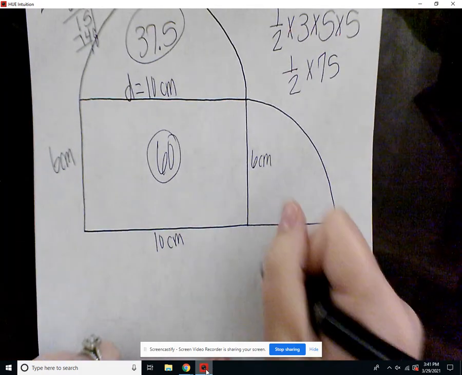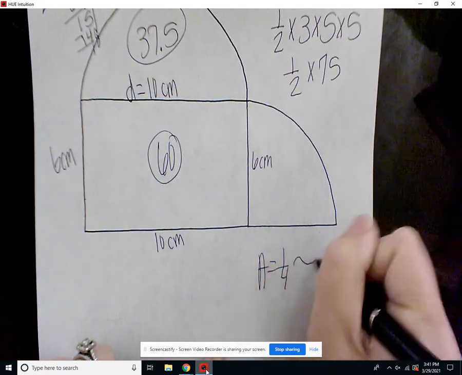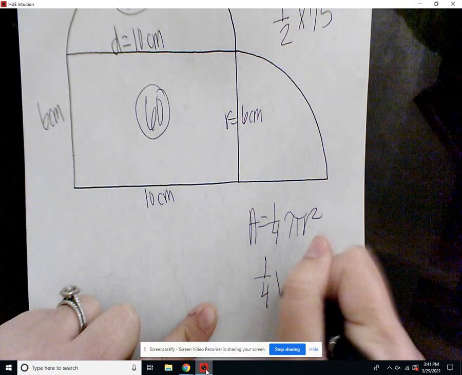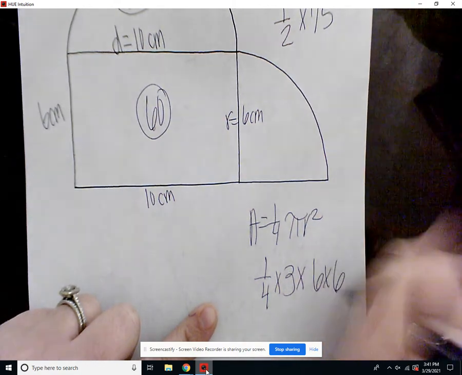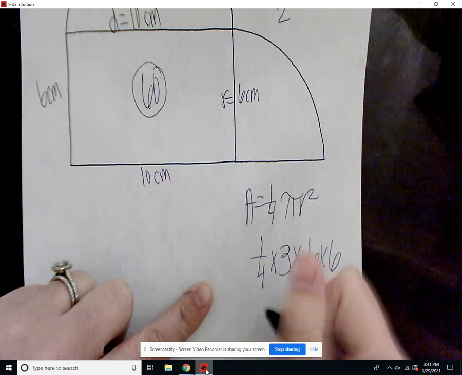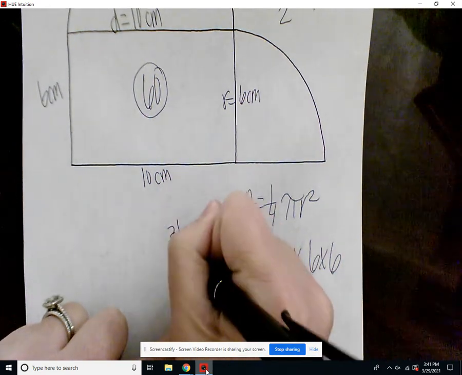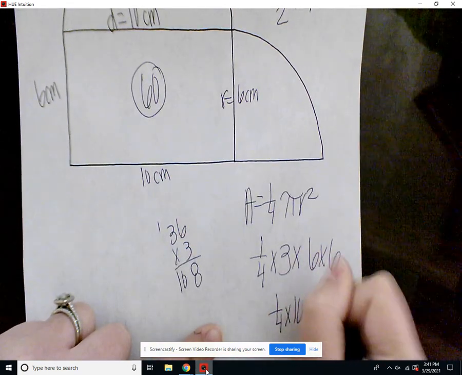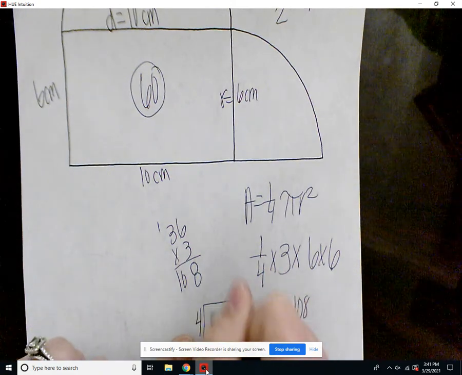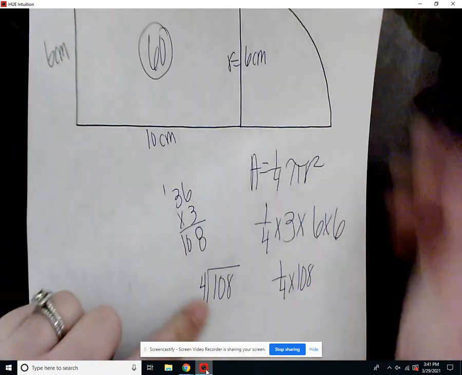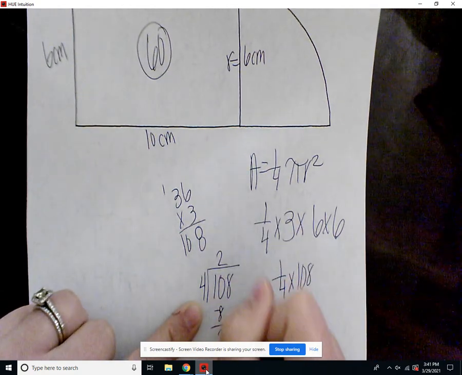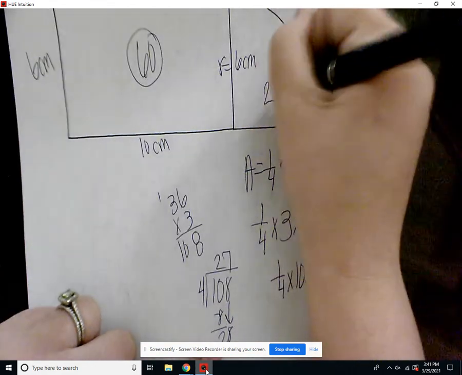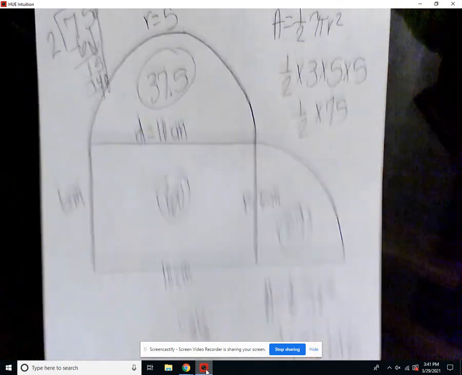Now we're going to do our other circle. That's a quarter. So we have our 1/4 pi r squared. That is a radius. So we have 1/4. Pi is 3. Radius, put it down 2 times. So 6 times 6 is 36. 36 times 3 is 108. Then we're going to take 1/4 of 108 by dividing it by 4. 4 will go into 10 2 times. Subtract, we get 2. Then bring down our 8. 4 will go into 28 7 times. So we get 27.